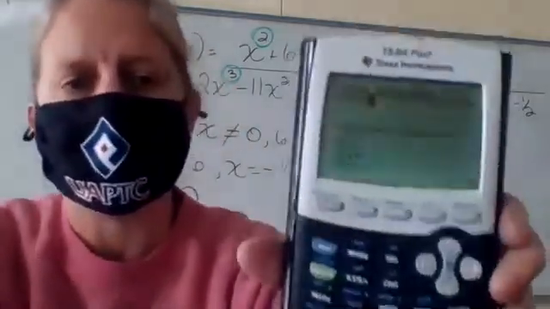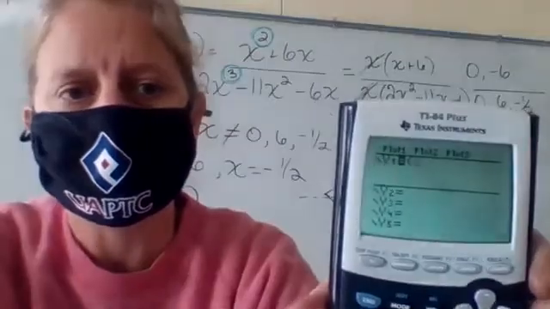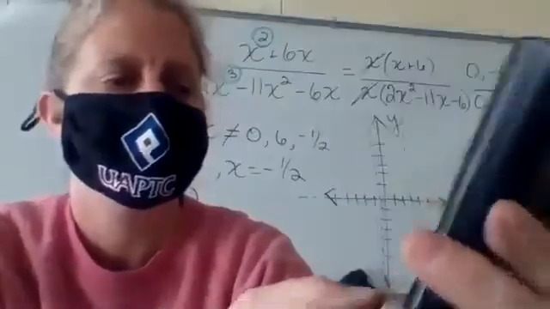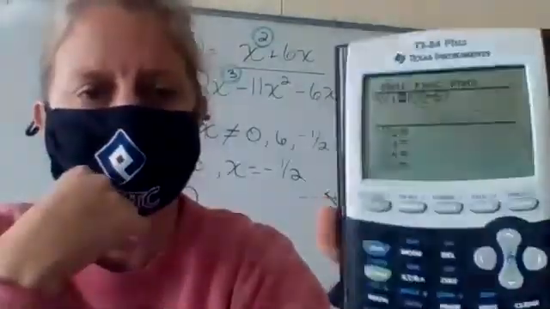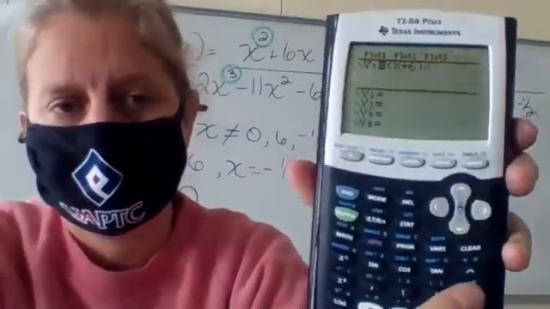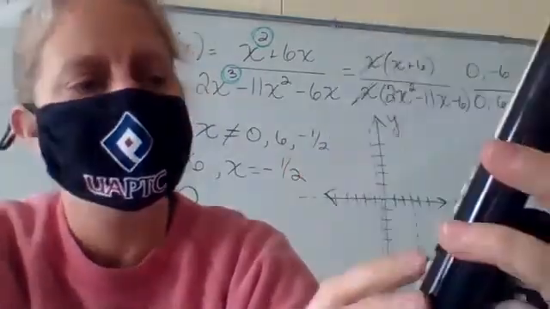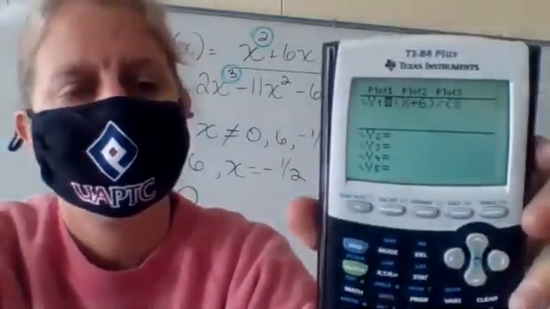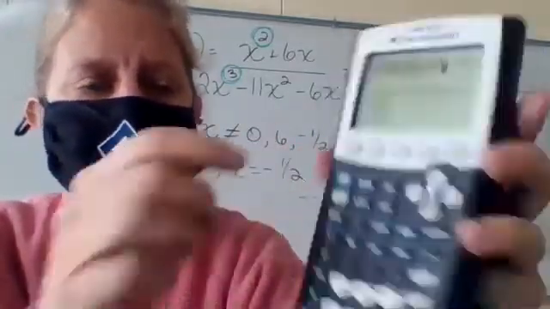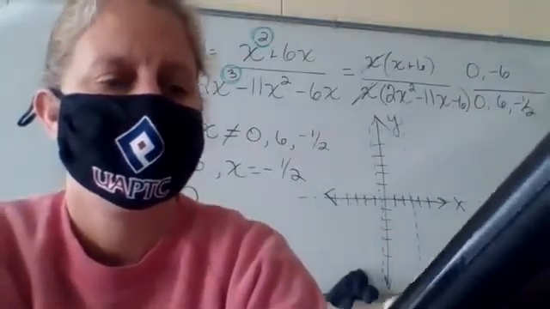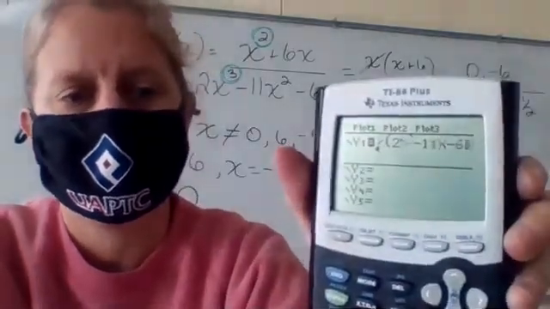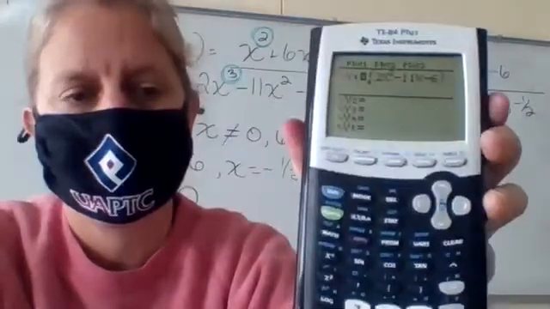So again, in my numerator, I'm going to start off with an open parenthesis. Then all I'm going to put in my numerator is the x plus 6, and close. Then divided by, and again, open parenthesis. All I'm going to put in the denominator is 2x squared minus 11x minus 6. And then close it. And then graph it.